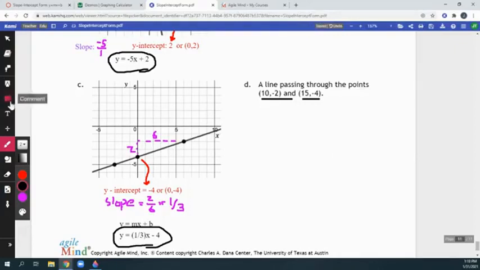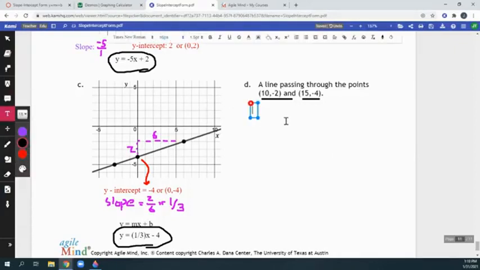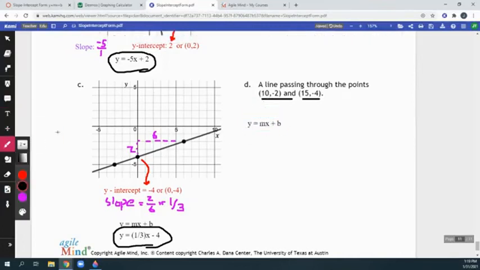We're going to use some algebra this time. This is a cool way to do it if you have 2 points and you don't know point slope form, which you don't know yet. You're going to use y equals mx plus b. And we're going to find out one of the numbers. We're going to find out our x's and our, well, can we find our slope? We should be able to with 2 points, right?